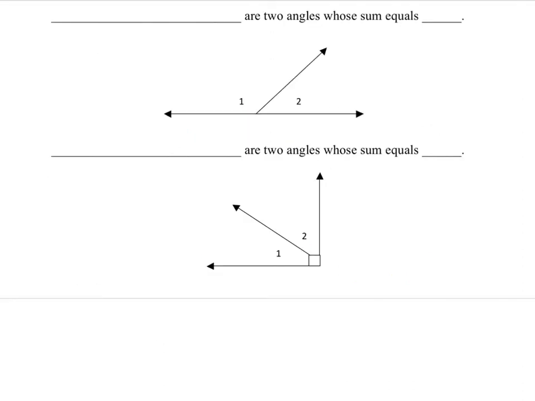Our next set of angles we are going to discuss are called supplementary angles. And supplementary angles are two angles whose sum equals 180 degrees. So if we look at our figure, we have a straight line that divides into two angles. And I like to say an easy way to remember that a supplementary angle is equal to 180. We know supplementary begins with an S, and the word straight begins with an S. And a straight line is always equal to 180 degrees.